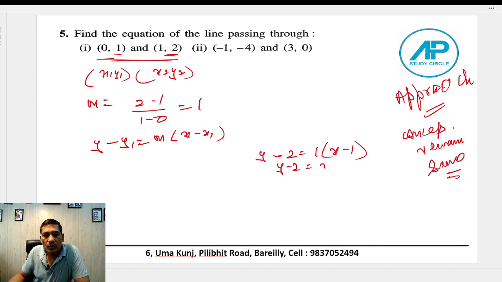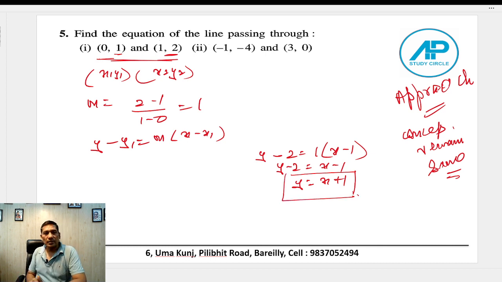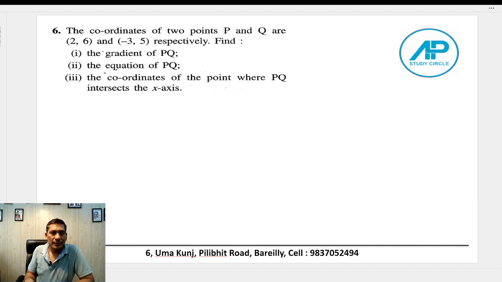Y minus 2 equals x minus 1. Y equals x plus 1 is the required answer. So you can see that is how we can solve these questions where 2 points are given. In all these questions, I'm just finding a slope and one passing point. That is my basic requirement to find the equation of a line.